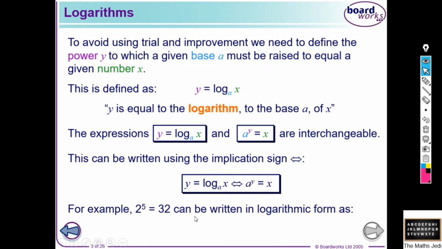So, for example, we know that 2 to the power 5 is 32. In this case, 2 is the base, 32 is the outcome, and 5 is the power. So, 5 is the logarithm base 2 of 32. The base is 2, 5 was the power, so 2 raised to the 5, and 32 was the outcome.